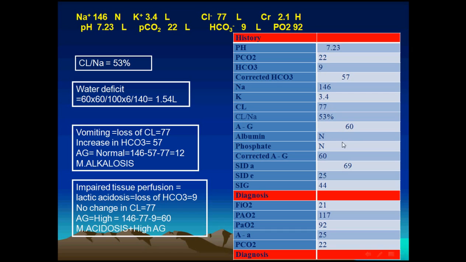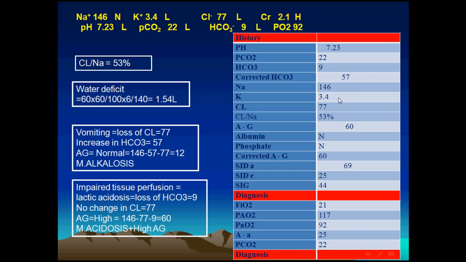This is a clue. When you look at the buffer base, also it is low. Buffer base low: this is a metabolic acidosis. High anion gap, low bicarbonate, low buffer base. This is high anion gap metabolic acidosis. Corrected bicarbonate equals bicarbonate plus the anion gap minus 12. So look at this, this is the corrected bicarbonate. This is the bicarbonate when the patient was vomiting. He was vomiting, so he was losing chloride with concomitant gain of bicarbonate.